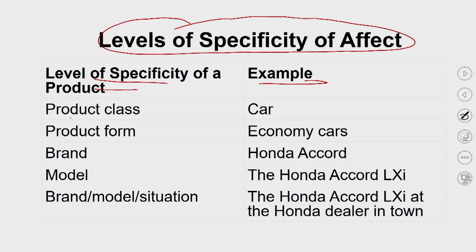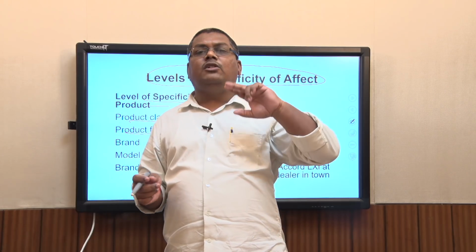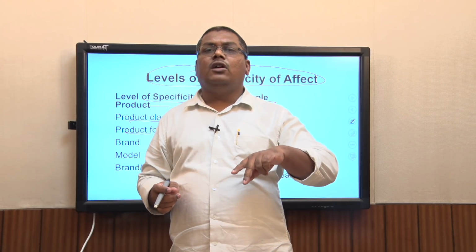An example, for example, product class car. How do you feel about car? So this is one way of looking at an effect. Product form, you can have economy cars. What do you feel about it? So you might feel positive about cars, but you might not feel good about economy cars.